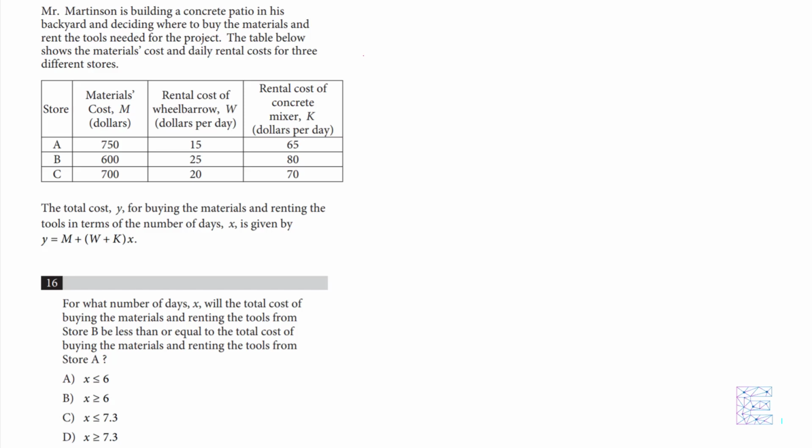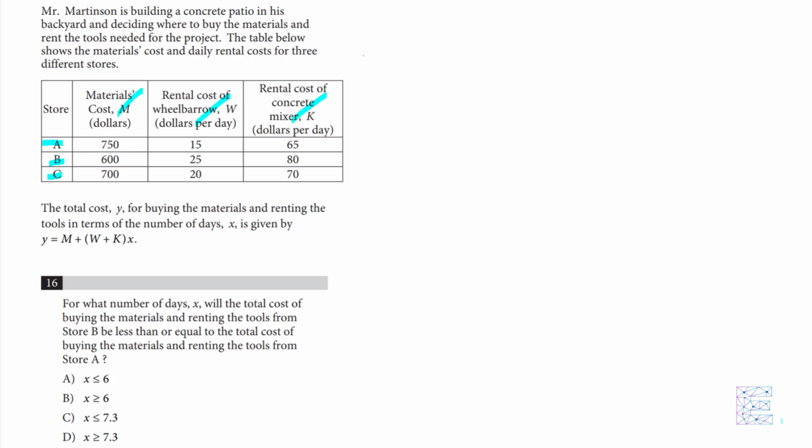Mr. Martinson is building a concrete patio in his backyard and deciding whether to buy the materials and rent the tools needed for the project. The table below shows the materials cost and daily rental cost for 3 different stores. So here's the table in question. We have 3 stores, A, B, and C, and associated cost for materials, the wheelbarrow, and the concrete mixer.